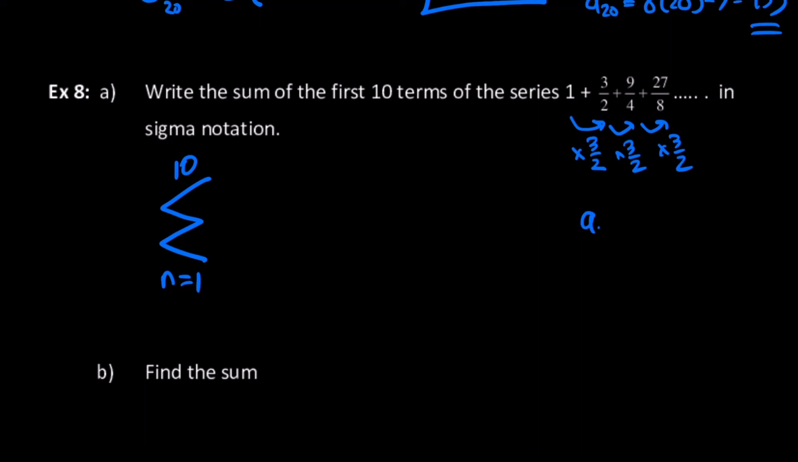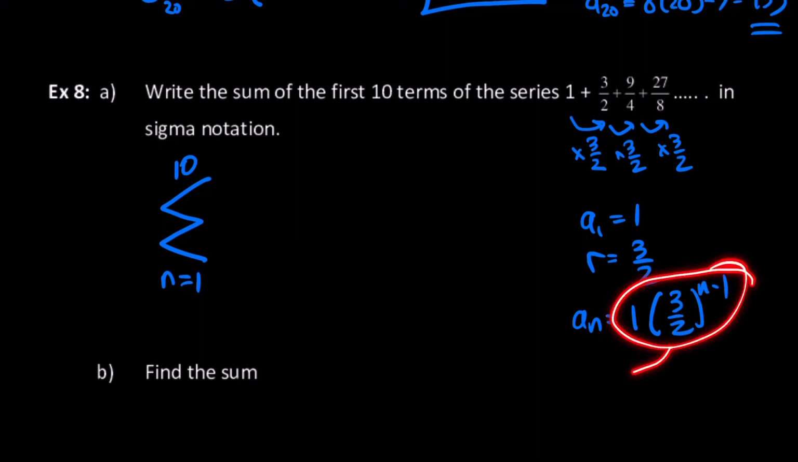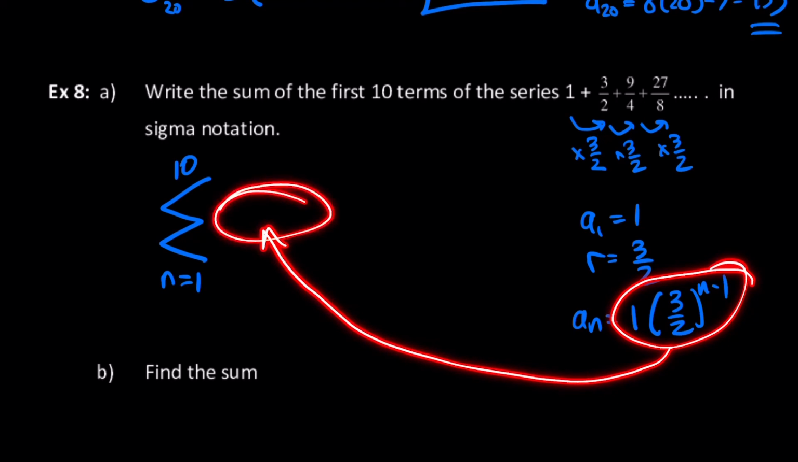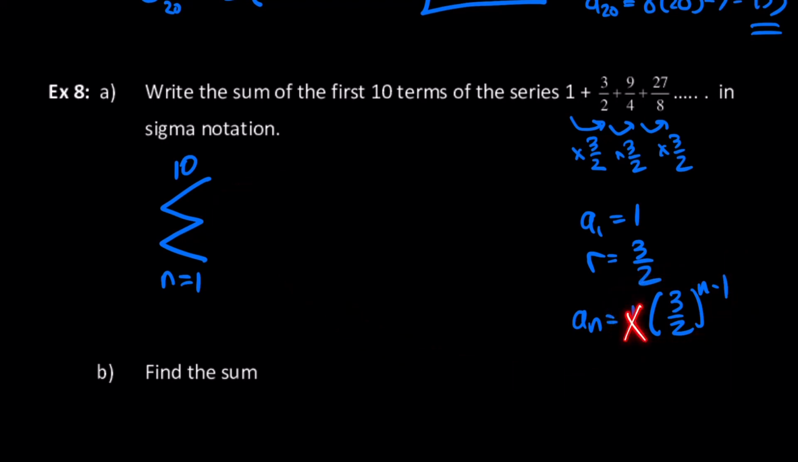So what do we know? A sub 1 is 1. R is 3 halves. What is my a sub n rule? A sub 1, just 1, times r, 3 halves, to the n minus 1. So this will go here. You don't really need to put that 1, so it's simply going to be 3 halves to the n minus 1. There's your sigma notation.